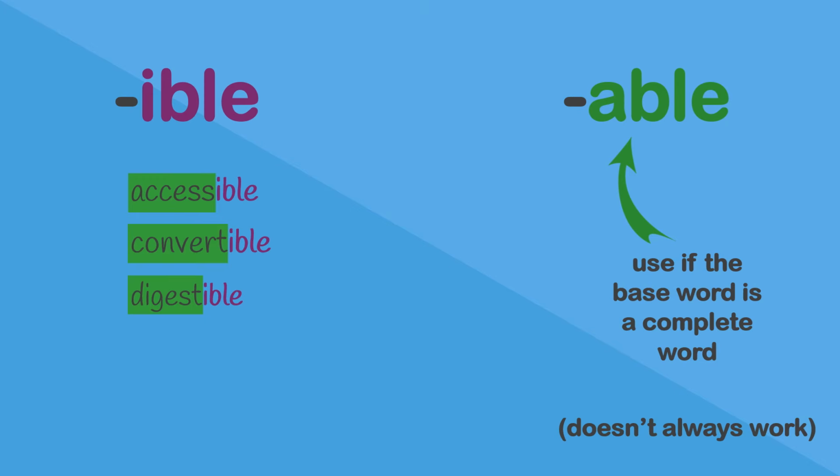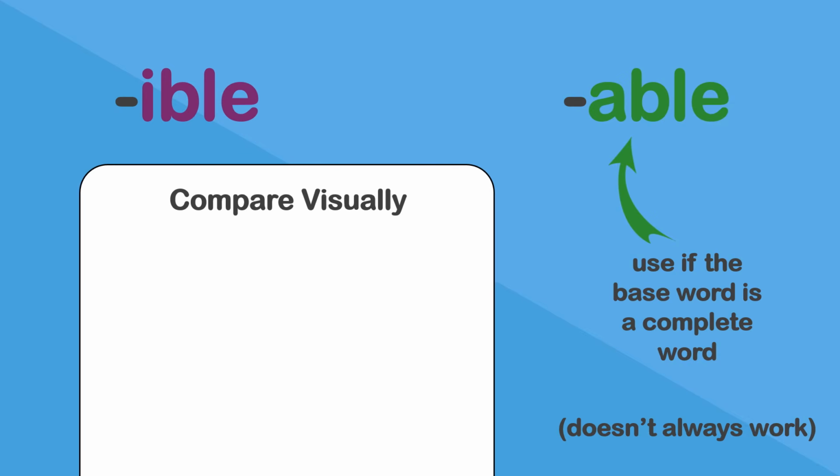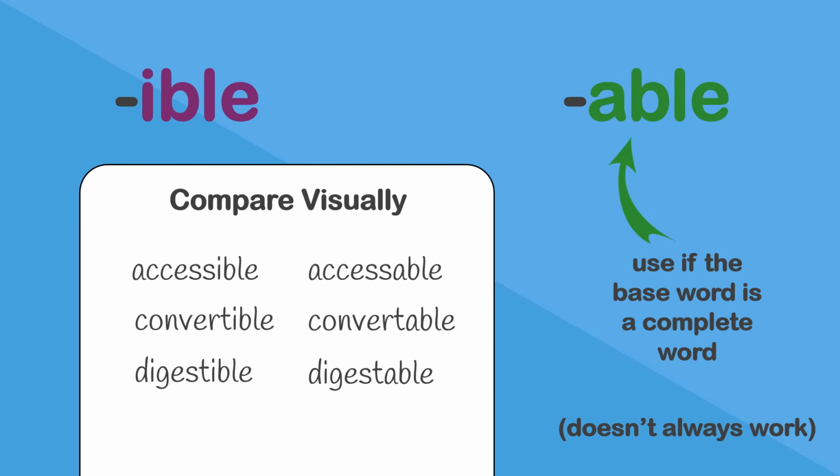Because this rule doesn't always work, it's a good idea to make sure the words look correct visually. Let's compare the correct spellings and the incorrect spellings of these words. You might notice that something looks wrong in each of these words.